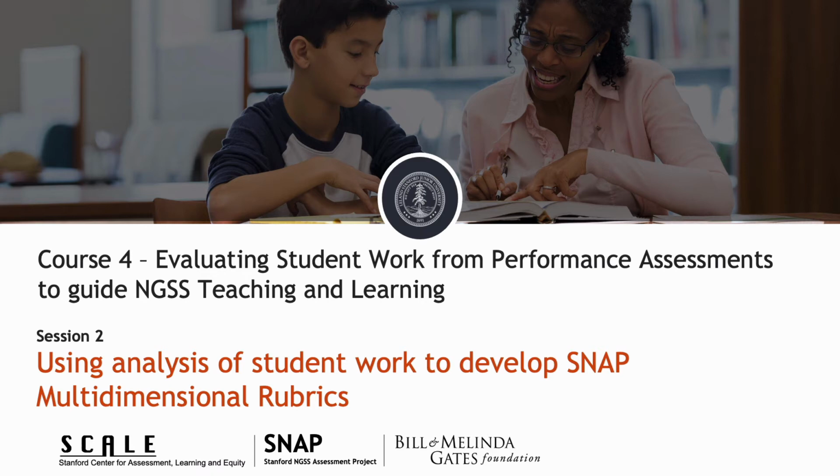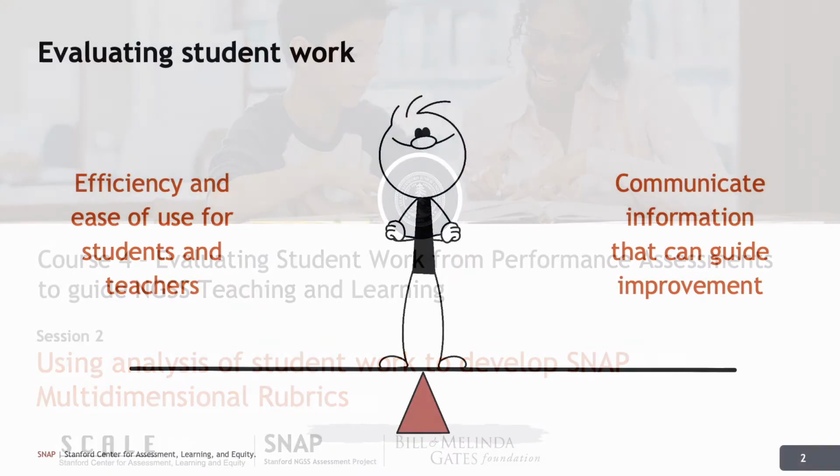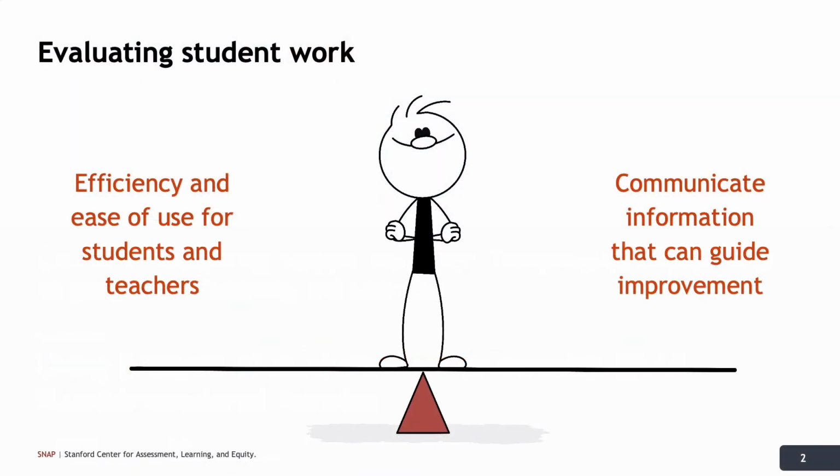Welcome to Session 2 of Course 4 on developing and using rubrics to support NGSS teaching and learning. In this session, we'll discuss how to use your analysis of student work to develop a SNAP multidimensional rubric designed to help you efficiently identify patterns in your student work that can guide you and your students in developing their three-dimensional reasoning.